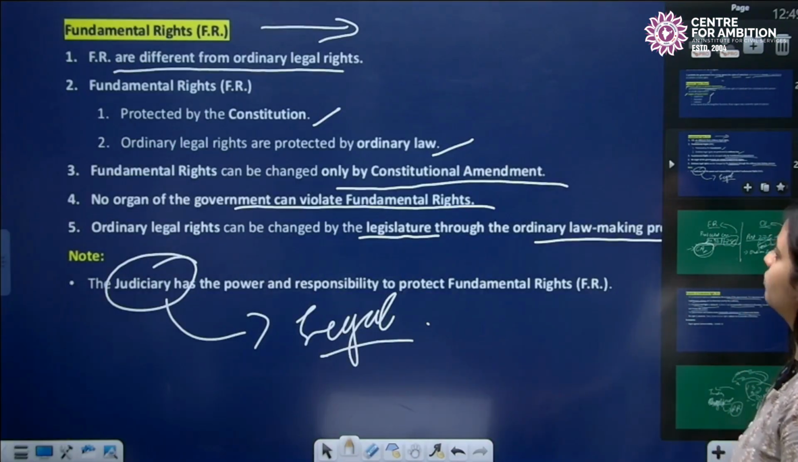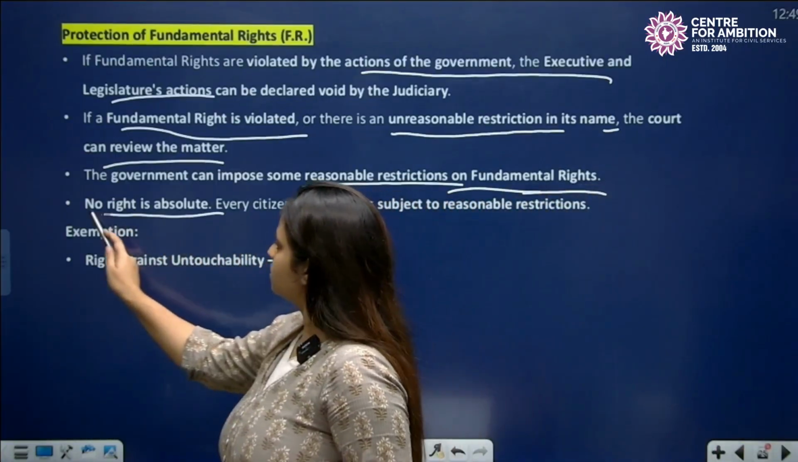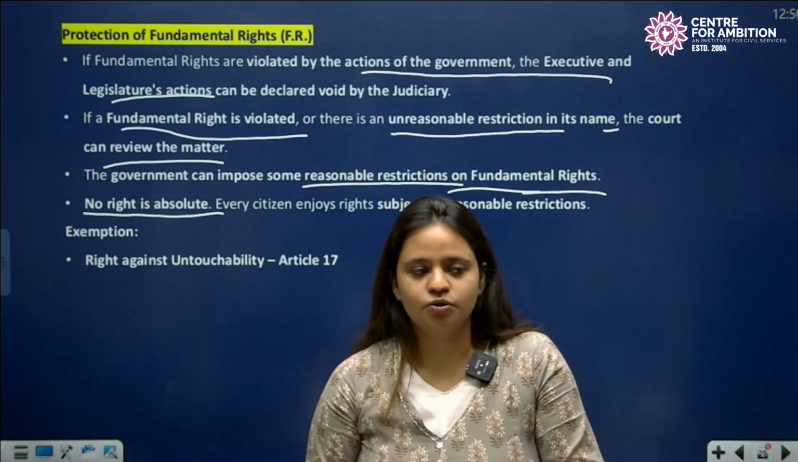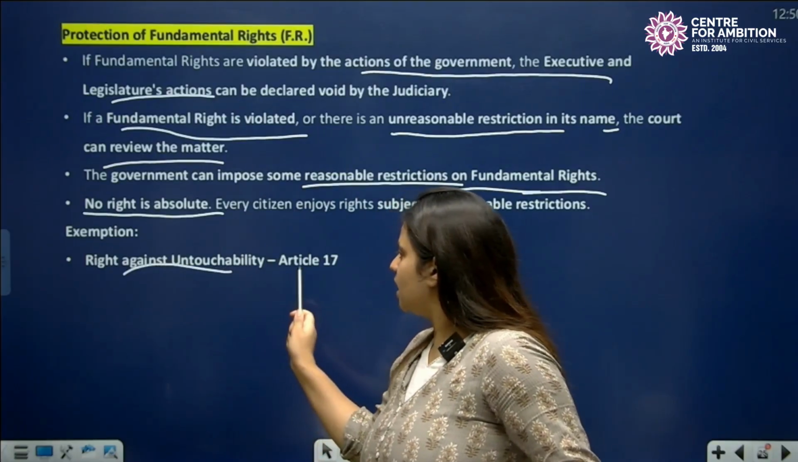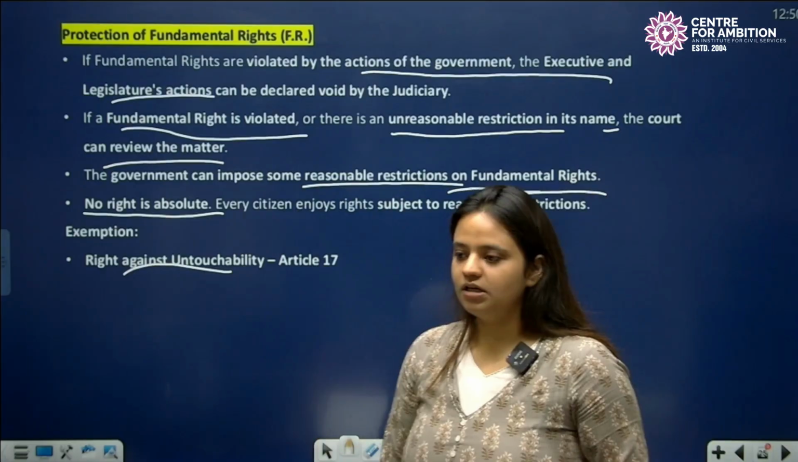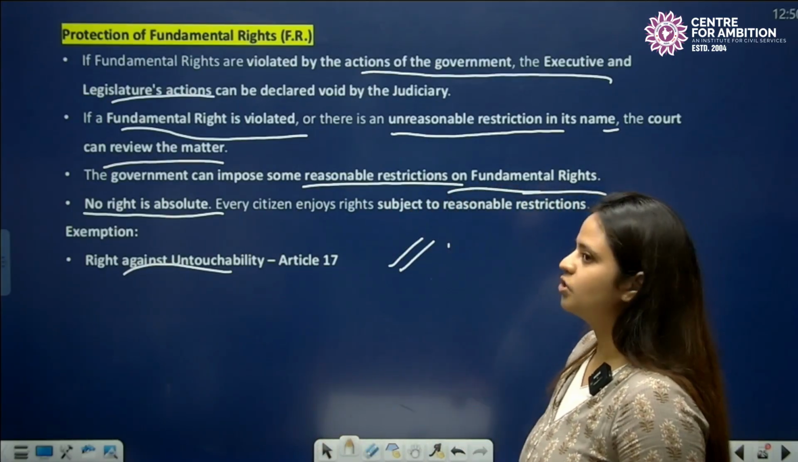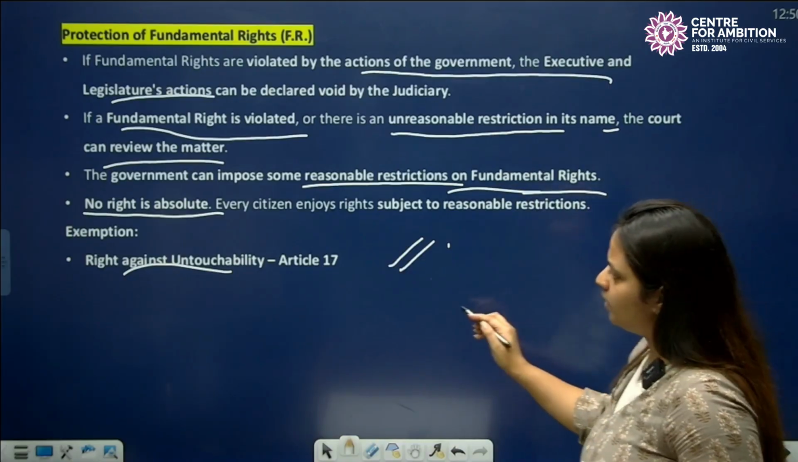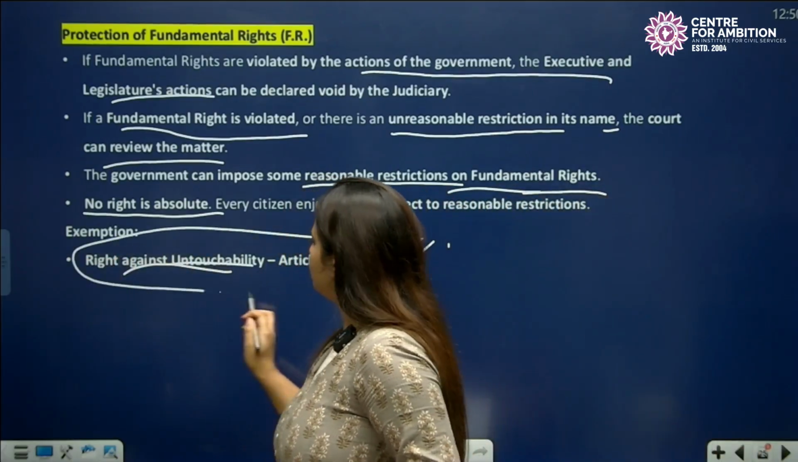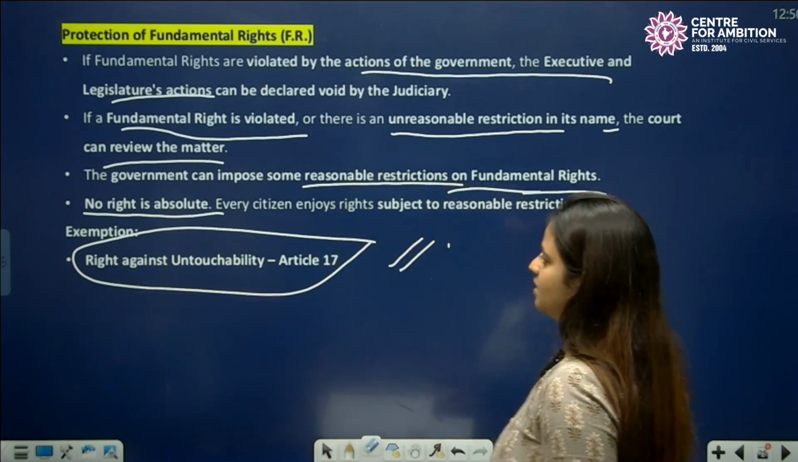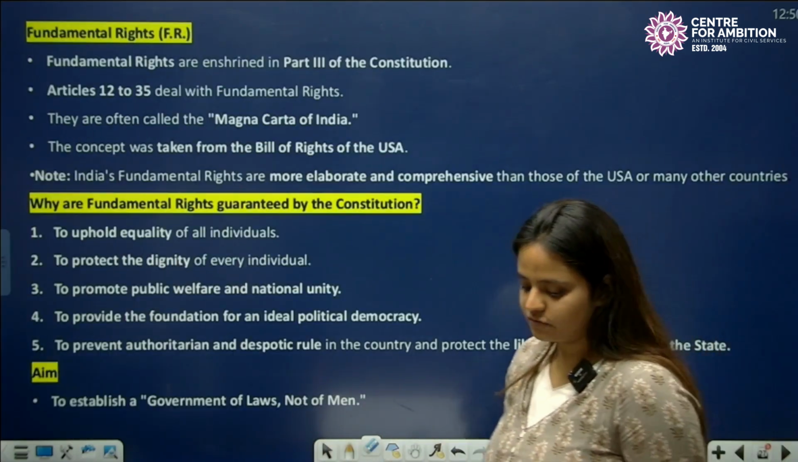That's the beauty of the Indian Constitution if when you read it. No right is absolute. See, no right is absolute, but there is one exception in the Indian Constitution, which is right against untouchability, Article 17. Here we see it is an absolute right which comes. Okay, this is the only exception that we see in the Indian Constitution, that right against untouchability is an absolute right.